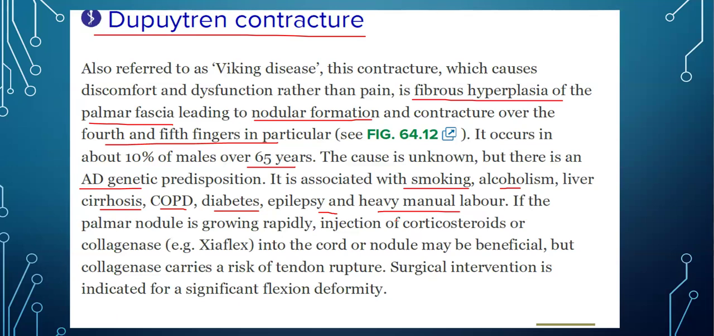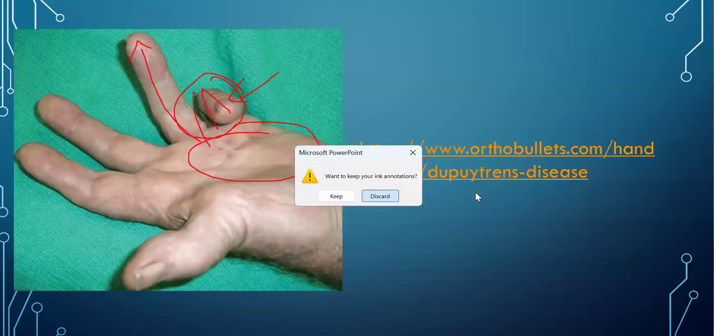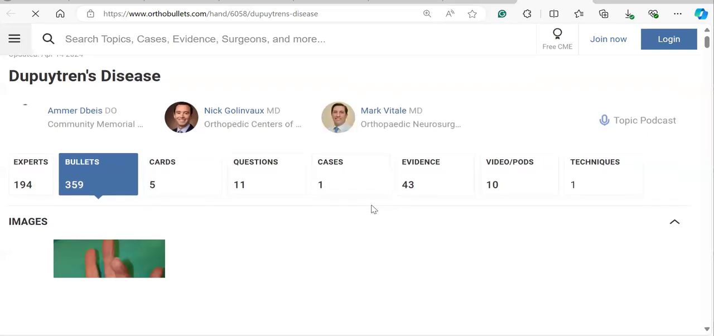Okay. So what would you do for a Dupuytren contracture patient? Again, it's a clinical diagnosis, but if you want to confirm, you can also do an ultrasound to confirm the diagnosis. The treatment depends on the severity of the contracture. So let's have a look. Ortho Bullet has discussed a little bit more detail about this Dupuytren contracture. Questions come from here, so you need to know a little bit more about it.